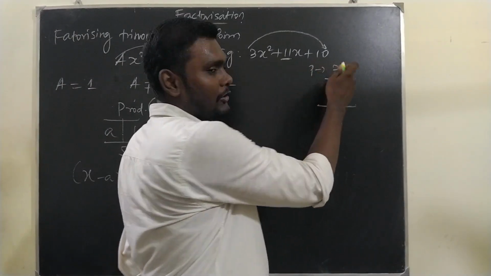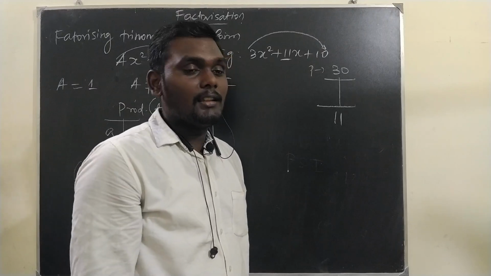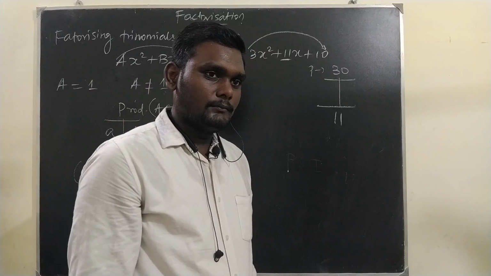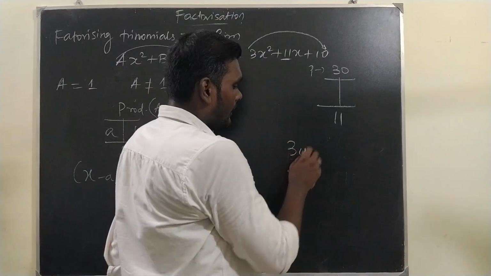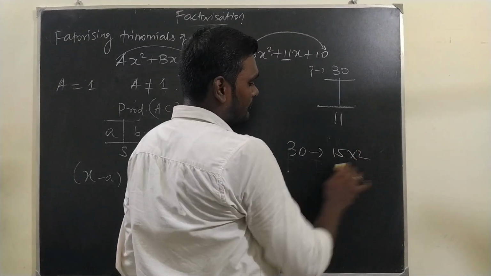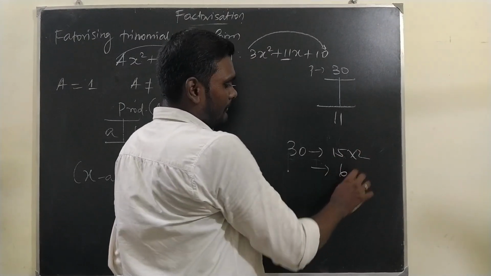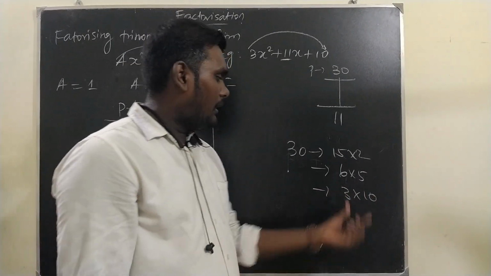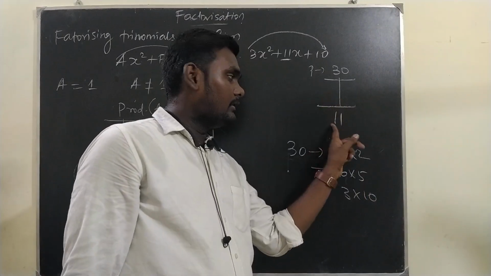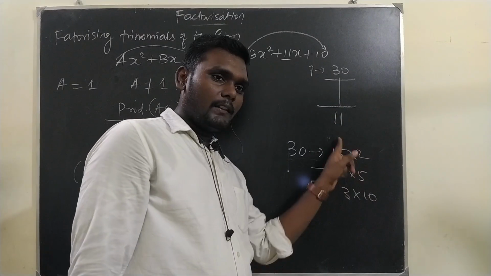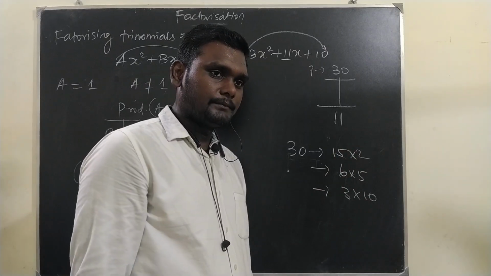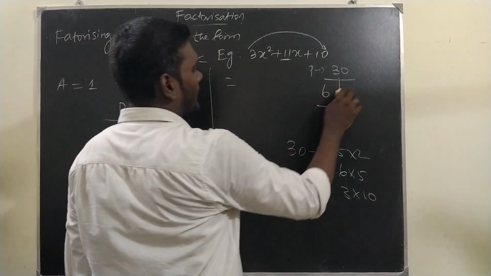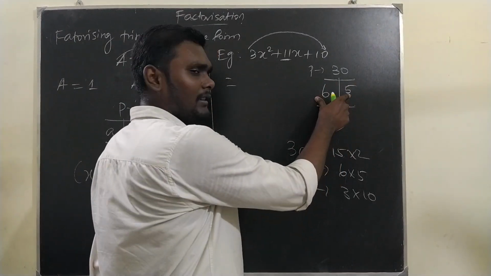Now we need to find two such numbers. By product, this number should come: 30. 10 threes are 30. 6 fives are? See, 30 we can get in many ways: 15 times 2, or 6 times 5, 5 times 6, 3 times 10. But when we add these two numbers, we should get 11. Which of these products is giving you 11 when added? 6 times 5 I am going to take. So is this positive 11? Yes, this is positive 11.